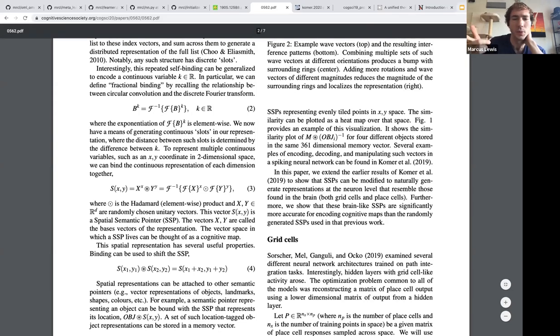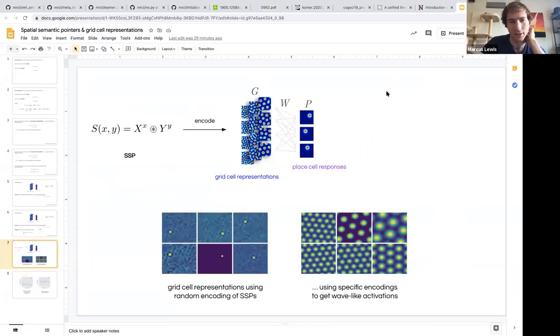Side note, the paper Subutai mentioned about non-negative PCA. Just to throw in a couple details there: it was first found that principal component analysis will lead to something kind of grid-like, but more like square grids than hexagonal. And then that paper that Subutai mentioned noted that if you do non-negative PCA, for some reason it's hexagonal.